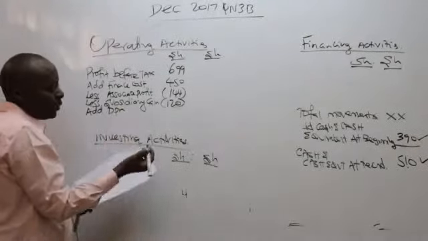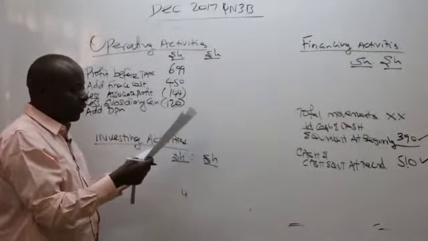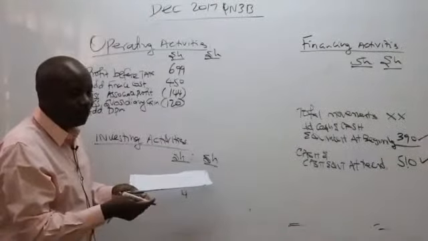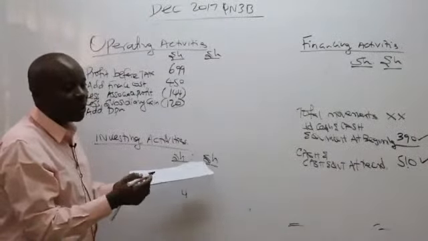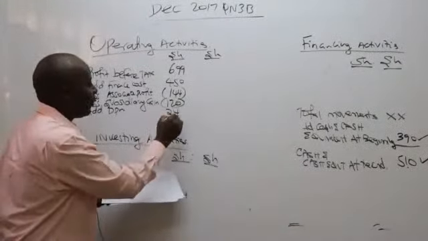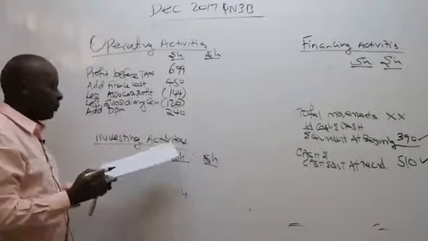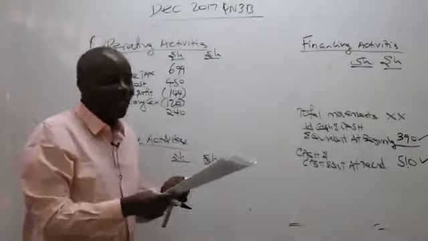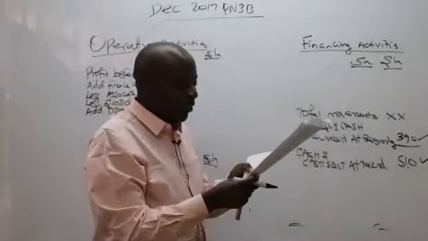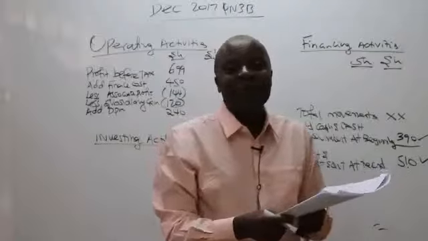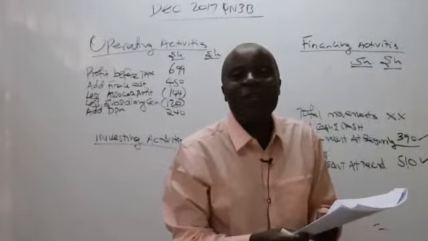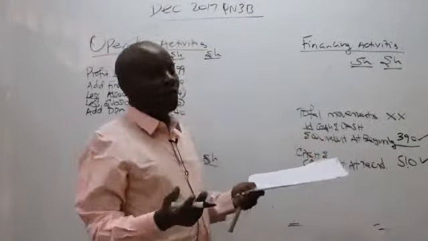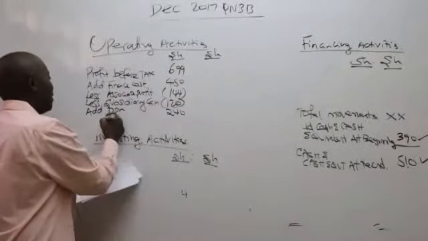We are lucky because this has been computed for us. Depreciation of how much, ladies and gentlemen? 240 positive. From there, we also have this loss, the loss on disposal of this asset. We know that also that loss is fictitious. So come here and give us the loss.